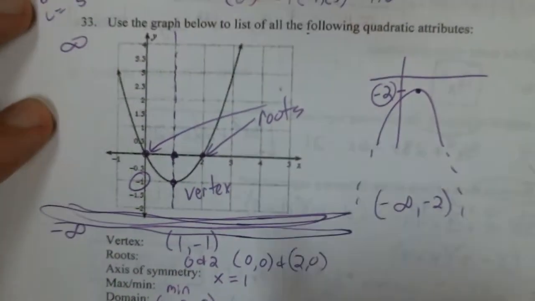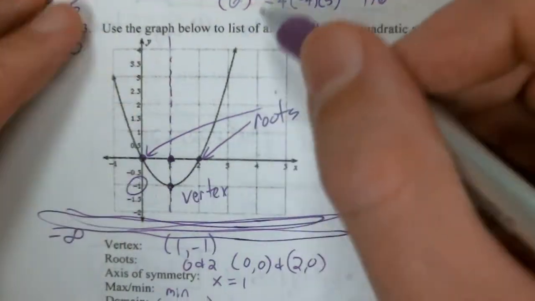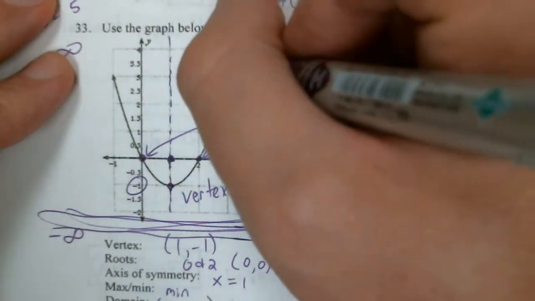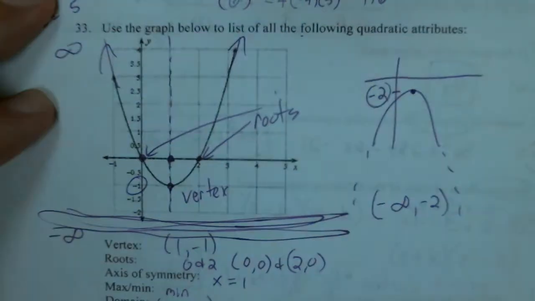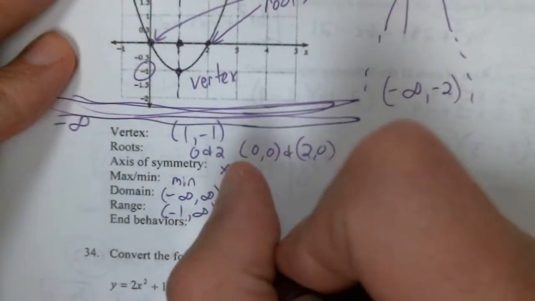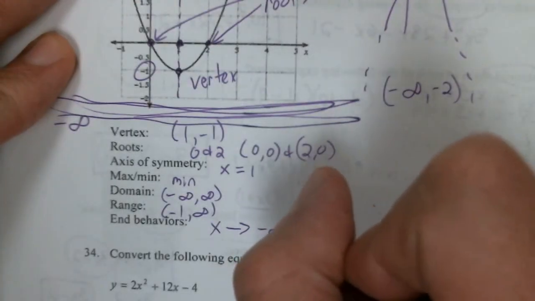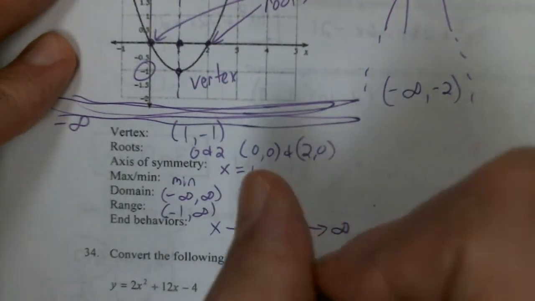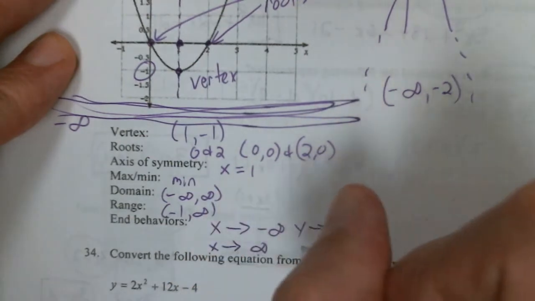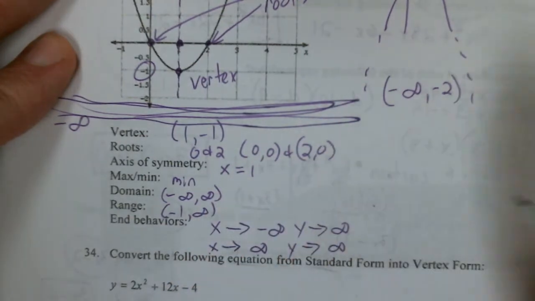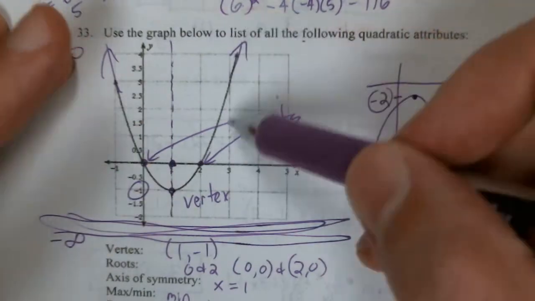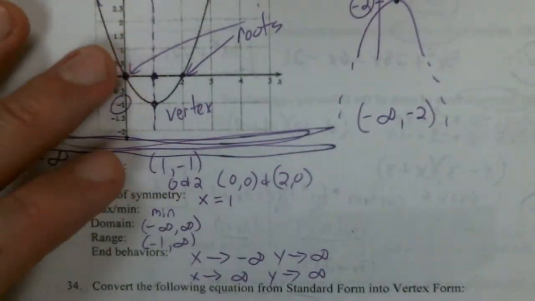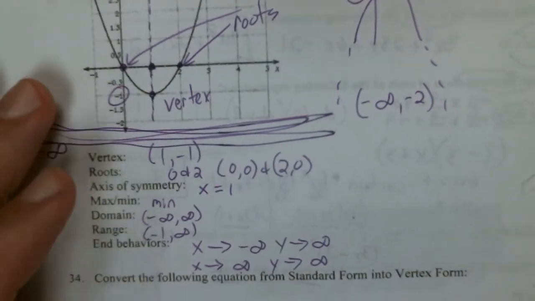In end behaviors, all you have to remember, guys, is where are both arrows pointing? Are they going up or are they going down? Both of my arrows are pointing up, so both of my end behaviors are going up. So as x approaches negative infinity, where are my y's going? They're going up, going to infinity. As x approaches positive infinity, where are my y's going? They're still going up. It's either going to be both positive infinity or both negative infinity.